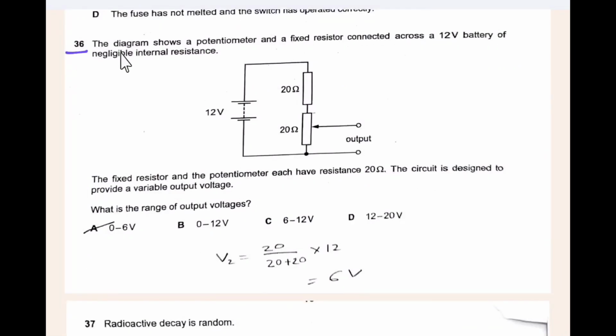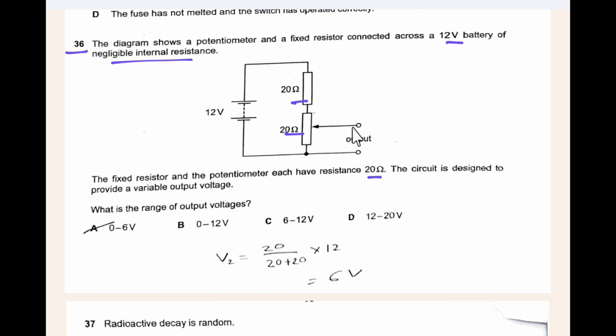Number 36, the diagram shows a potentiometer and a fixed resistor connected across a 12 volt battery of negligible internal resistance. So the battery has no resistance. The fixed resistor and the potentiometer each has a resistance of 20 ohm. So 20 ohm and 20 ohm. The circuit is designed to provide a variable output voltage. What is the range of output voltages?